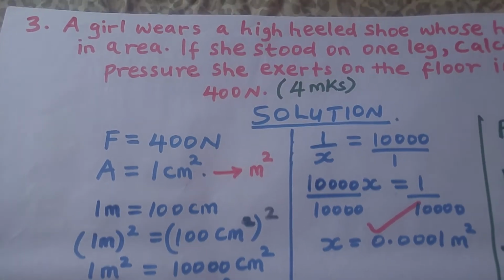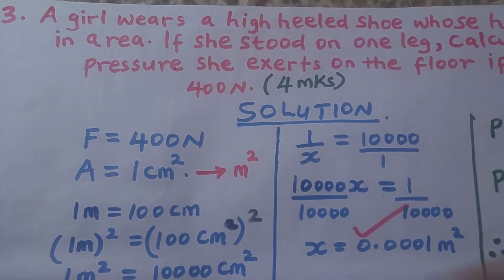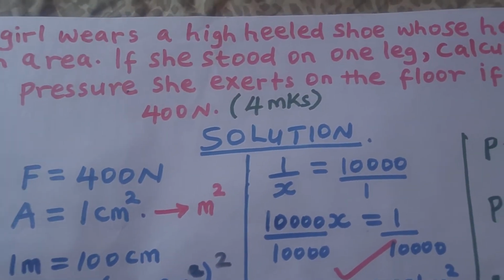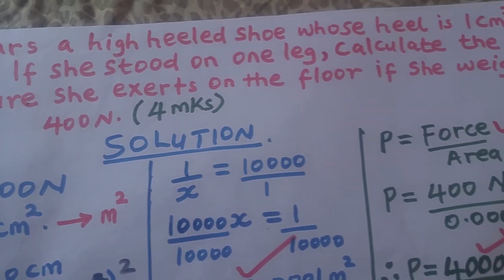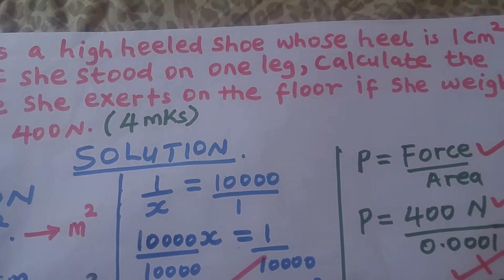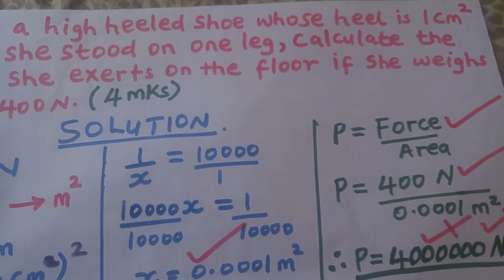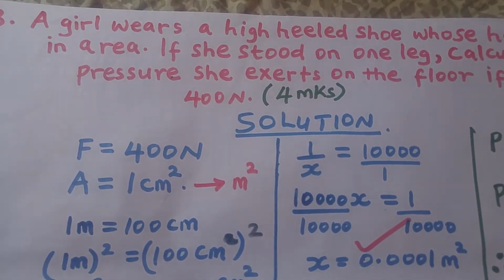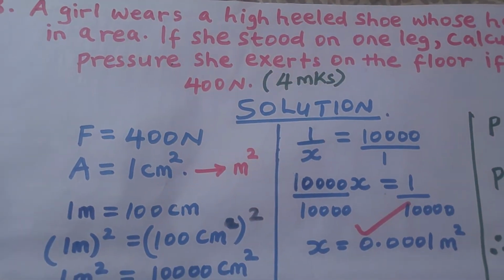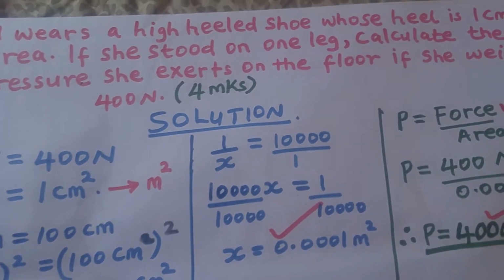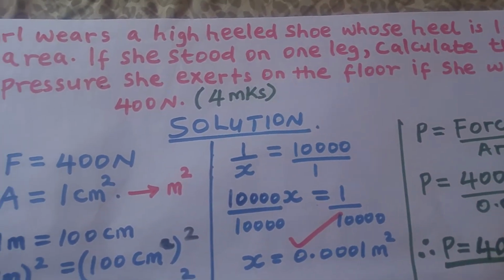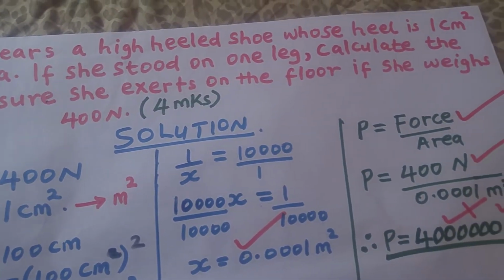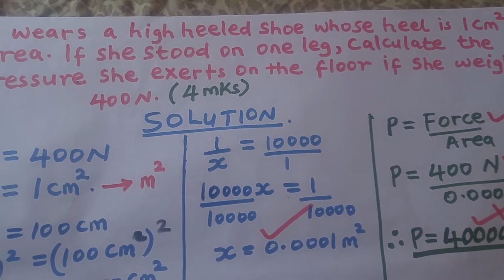Let's look at question number 3. It says a girl wears a high-heeled shoe whose heel is 1 centimeter squared in area. So they've already given us the area of the shoe. If she stood on one leg, calculate the pressure she exerts on the floor if she weighs 400 newtons.